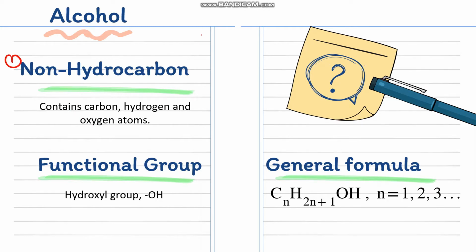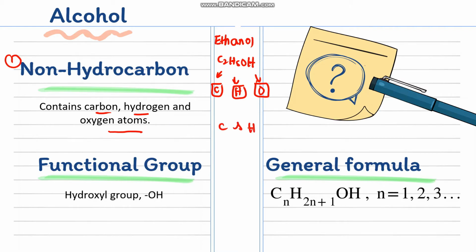Why? Let's take one example, ethanol, with a molecular formula of C2H5OH. If you look at the molecular formula, you will see that it contains carbon atoms, hydrogen atoms, and at the same time oxygen atoms. This is what we call a non-hydrocarbon because it contains carbon, hydrogen, and also oxygen atoms. If you recall, a hydrocarbon only contains carbon and hydrogen atoms. The functional group of alcohol is the hydroxyl group, or the OH group.